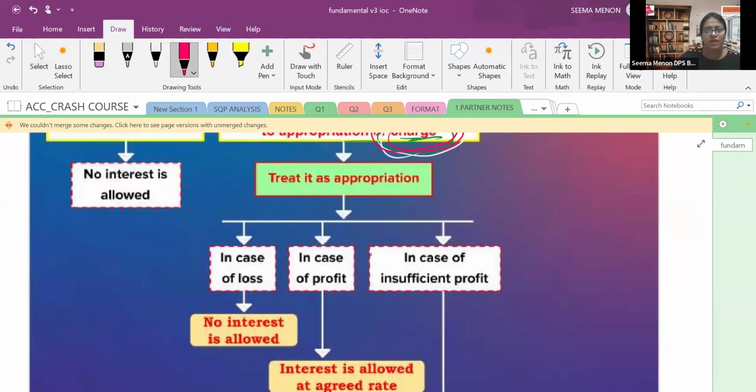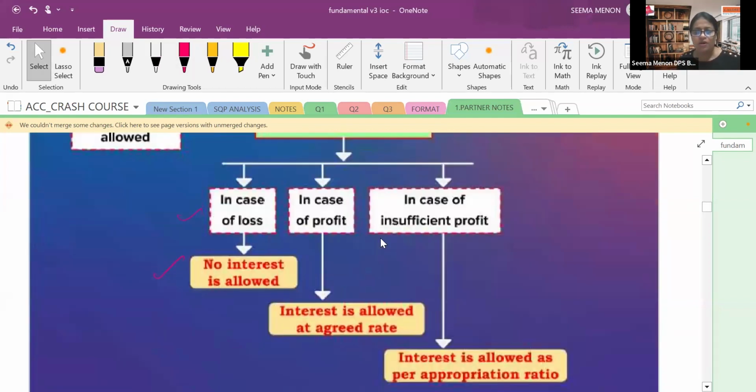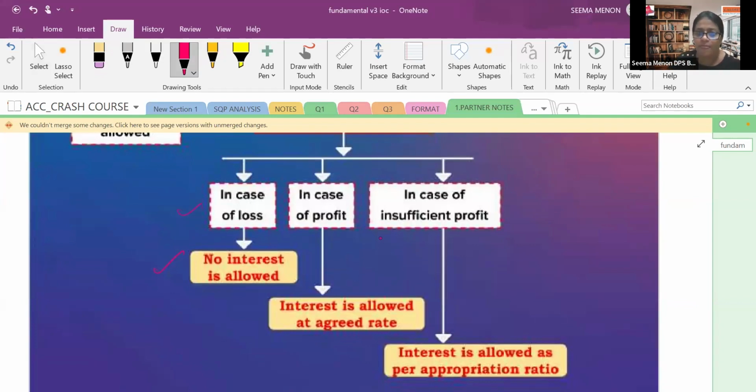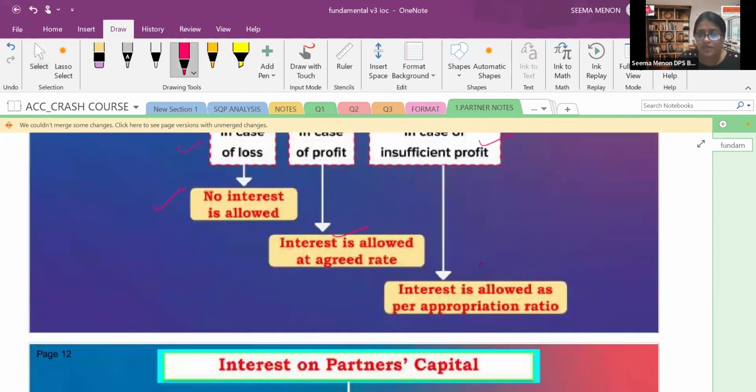We discussed all the three cases. In case of loss, what will you do? No interest will be given. In case of profit, what will you do? Interest is allowed at an agreed rate. In case of insufficient profit, where we have less profit, if it is more then you can give. If sufficient, interest is allowed as per the appropriation ratio. What do you mean by appropriation ratio? Here appropriation ratio means the ratio of interest on capital. That's all. Here in this case, I am taking only the item interest on capital.